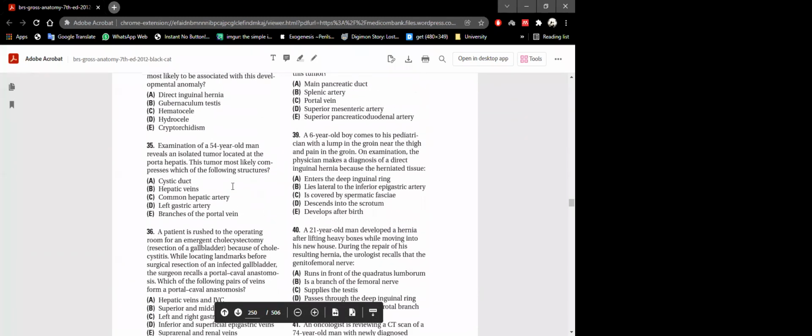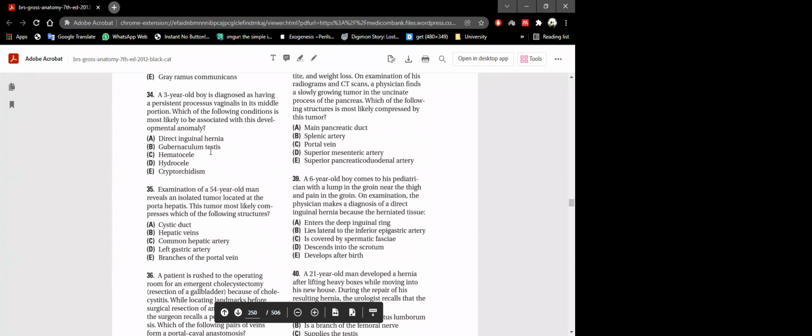So for this question, basically I explained all of it, but the median umbilical fold, the median is something called the urachus, which is something that connects your bladder to your umbilicus, and it's something you'll study in renal.